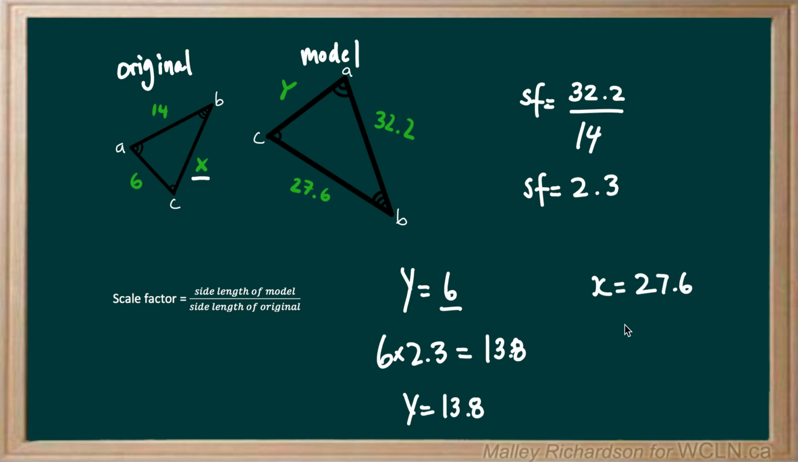And now we want to take 27.6 and divide it by our scale factor. 27.6 divided by 2.3 gives us an answer of 12. So x equals 12.